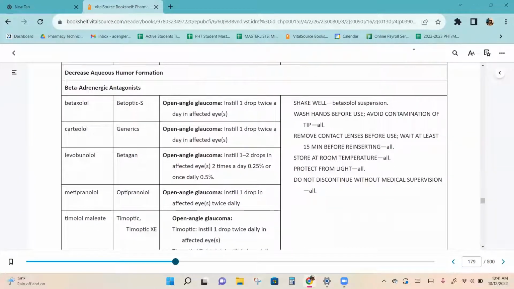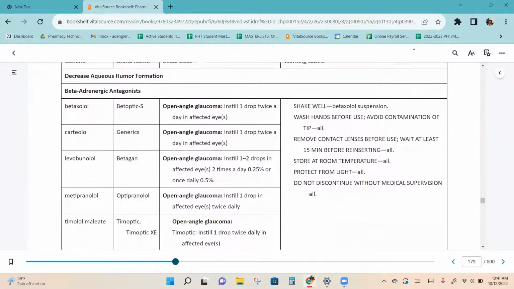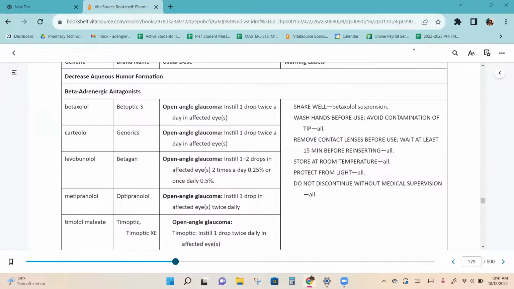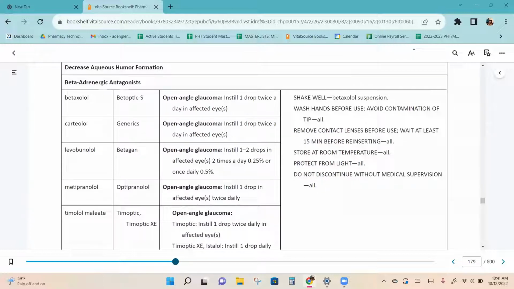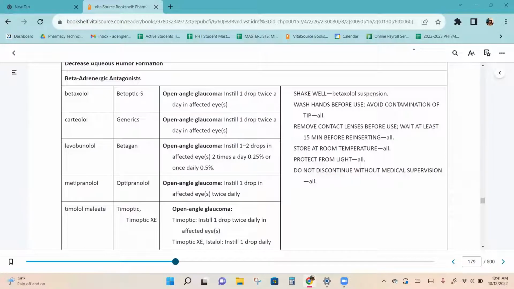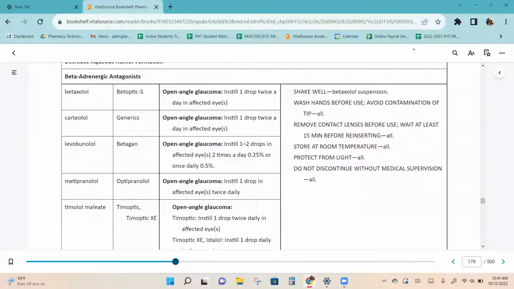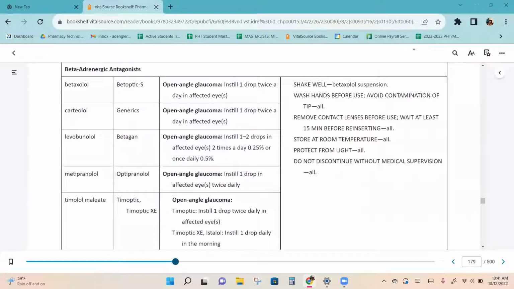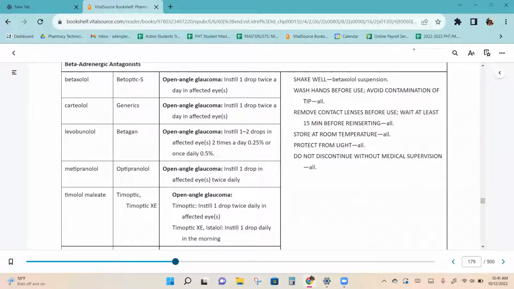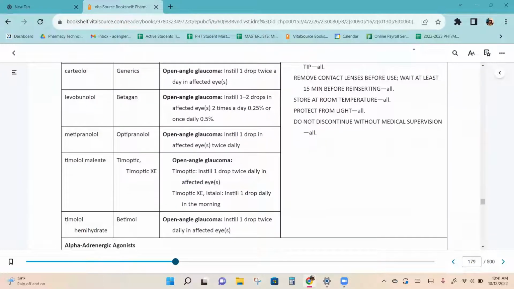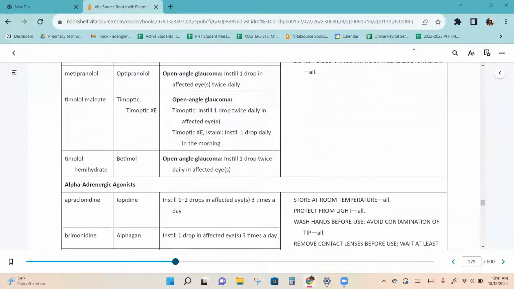So for the beta adrenergic antagonists, some of the warning labels say that we should shake well for betaxolol suspension. Any eye drop that's a suspension, meaning the medication is not mixed thoroughly until shaken, we need to shake well. The solutions we don't need to, but for the suspensions we do. And you should wash your hands before you use eye drops to avoid contamination of the tip. For all eye drops, you should never touch the tip. Remove contact lenses before use. Wait at least 15 minutes before reinserting. And do not discontinue without medical supervision.